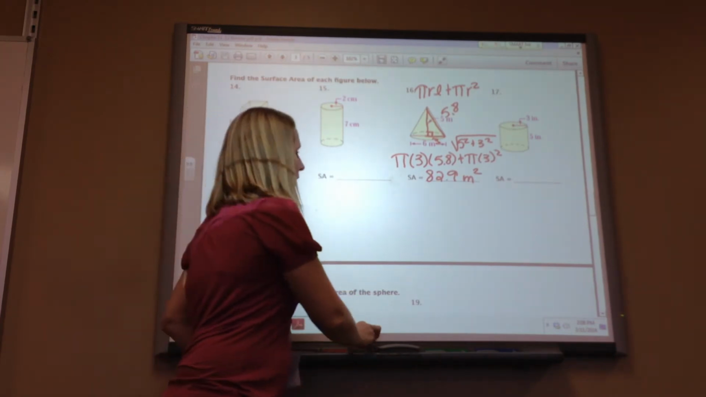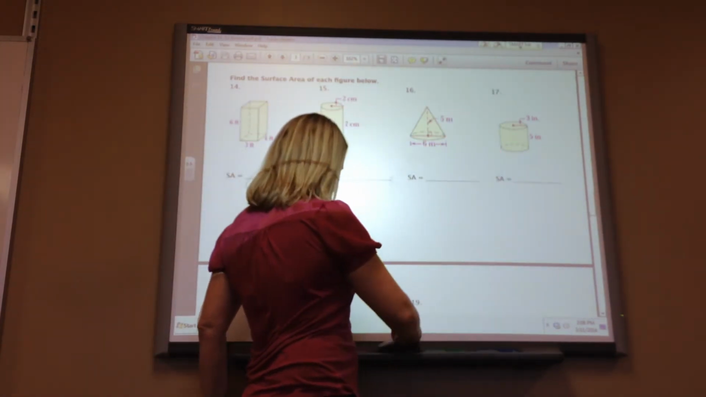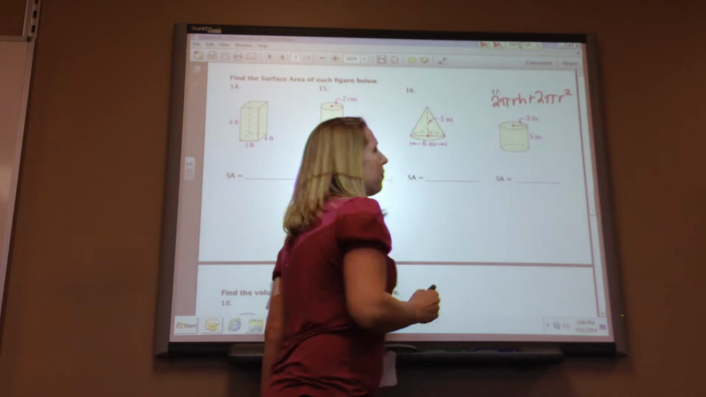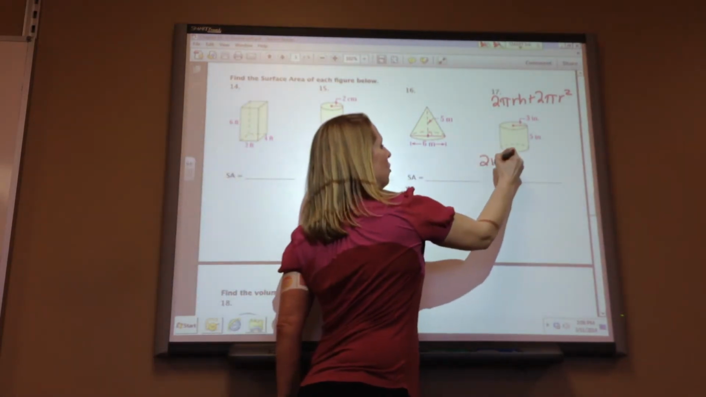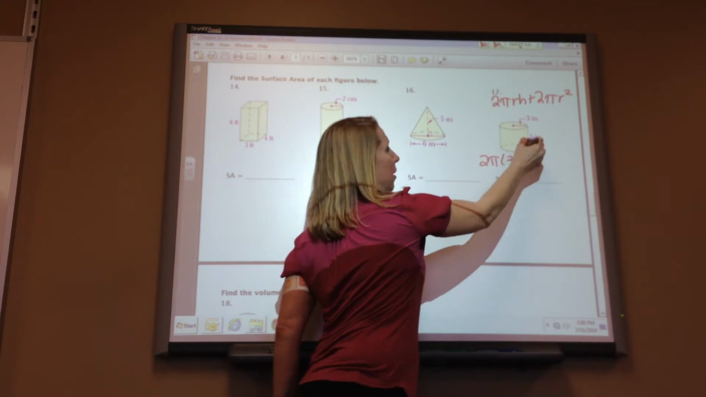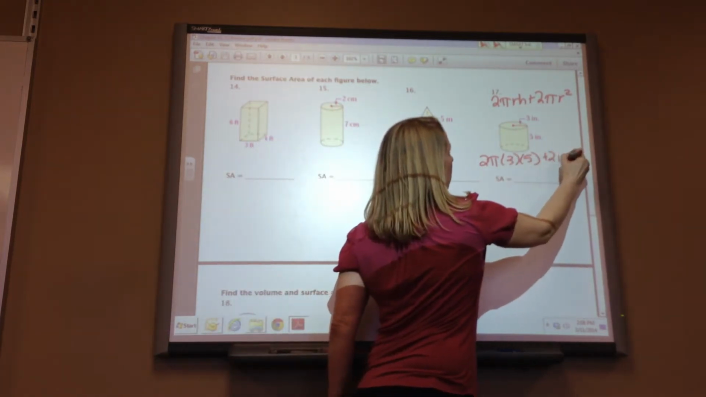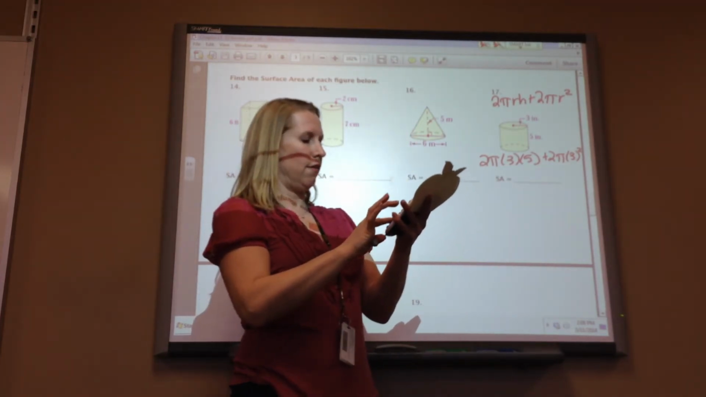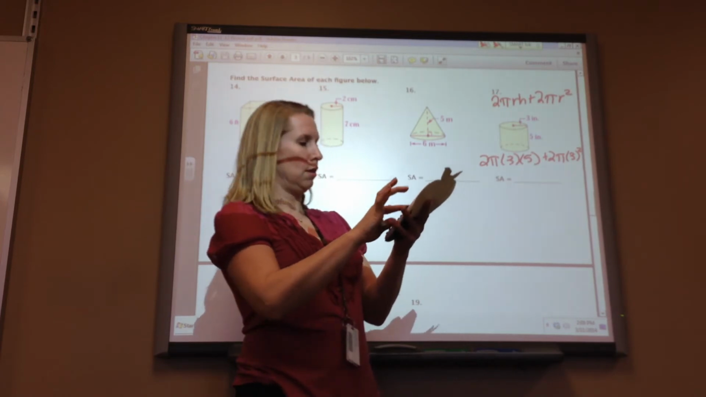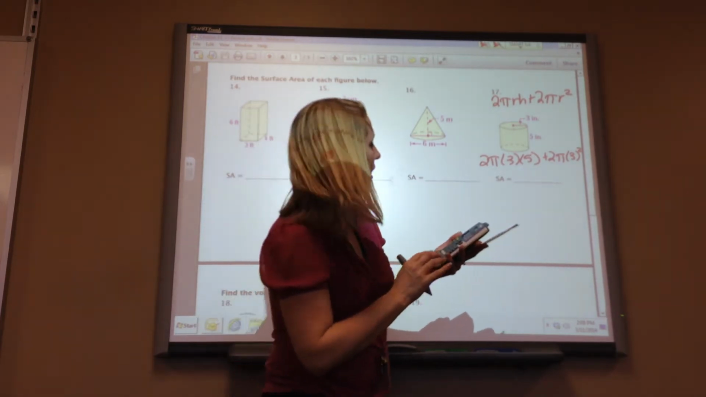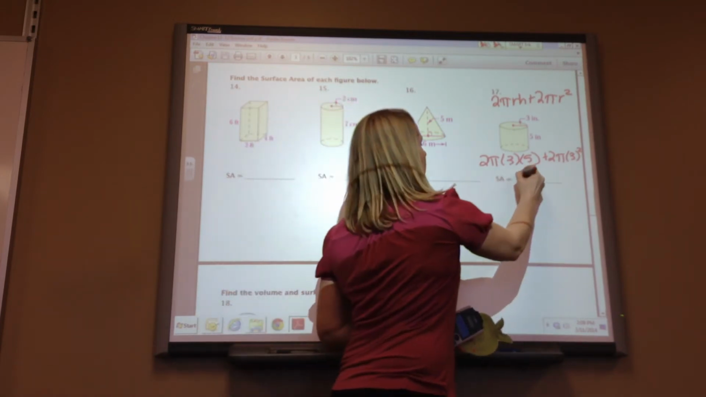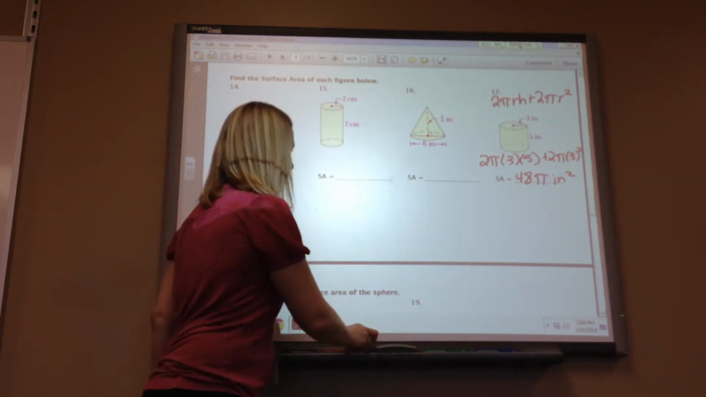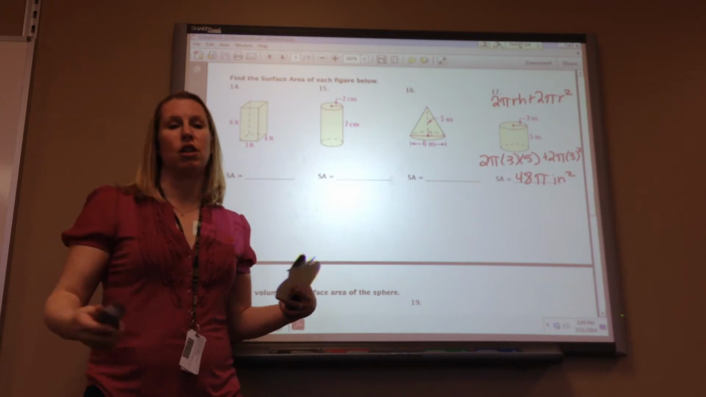Okay, one more cylinder. Cylinders aren't bad, they're a little bit easier. So that one is 2 pi RH plus 2 pi r squared. My radius is 3. So 2 pi 3, 5. My height is 5. Plus 2 pi 3 squared. And I got 48 pi inches squared. So hopefully you're okay with those. If you need to pause it to look at problems, go ahead.